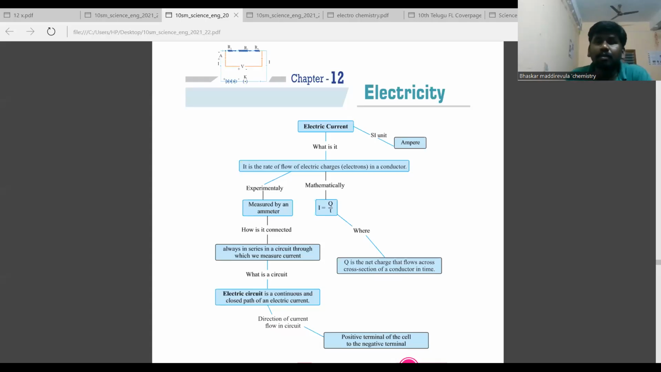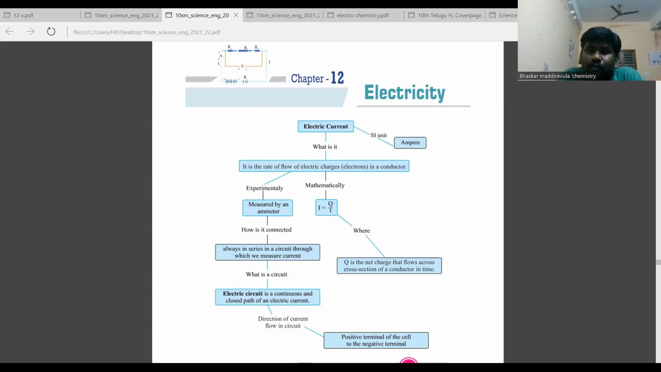Hi everyone. So in this slide, we are going to complete the CBSE 10th class science chapter, that is the 12th chapter, electricity. This chapter we are going to complete in two slides.